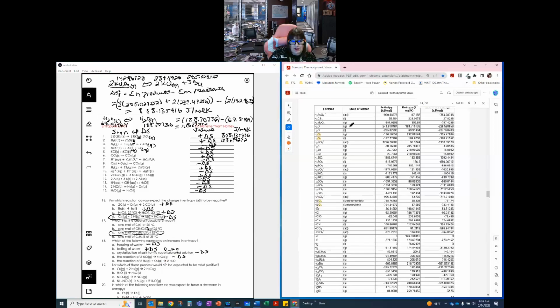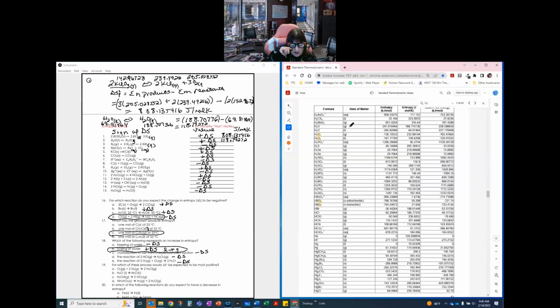The reaction of 2H2 plus O2 to give me 2H2O. So we go from 3 moles of gas to 2 moles of gas. I would expect that to be negative as well. And so again, we only have one where we would expect our entropy to be going up, and that's boiling of water to the gas phase.